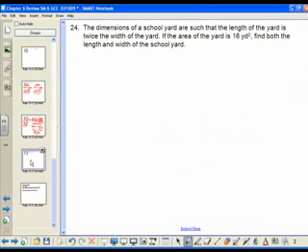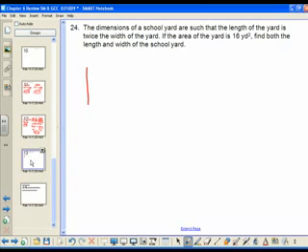There are a couple of problems like this. This was last night's homework. Very few of you actually did it last night. We look at these problems. They're putting these into words. Now, the dimensions of a schoolyard are such that the length of the yard is twice the width of the yard. If the area of the yard is 16 yards squared, find both the length and the width.